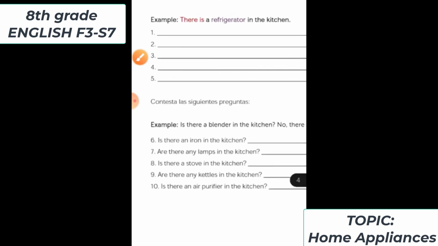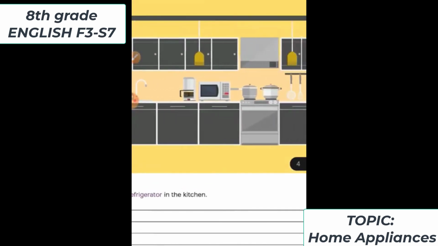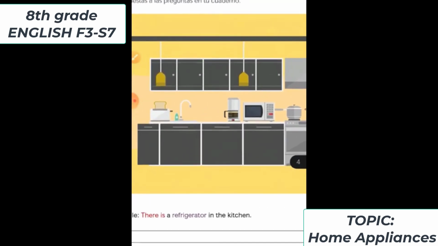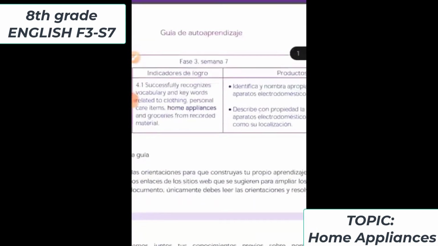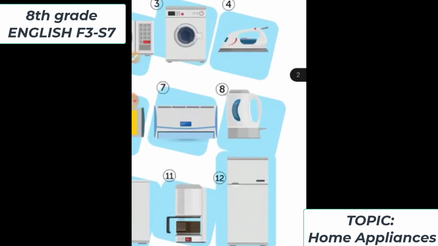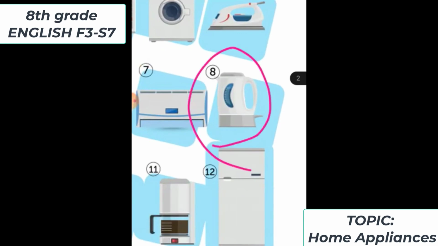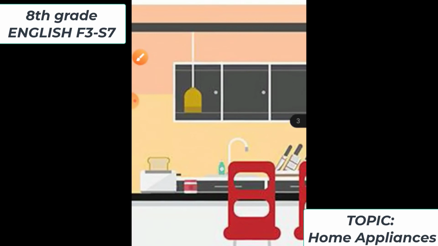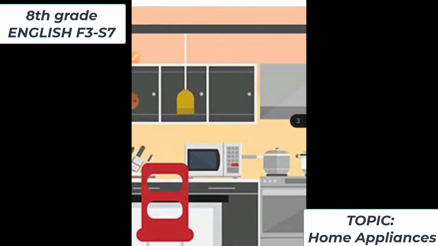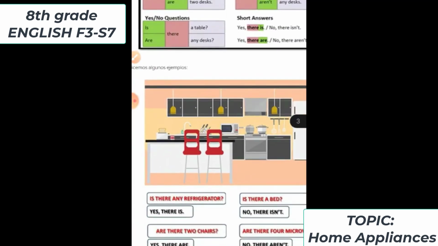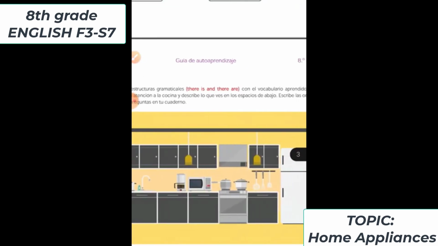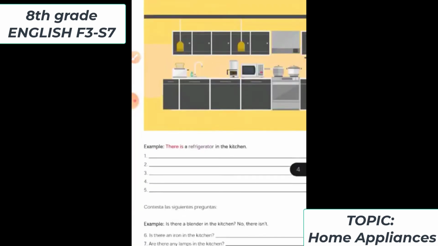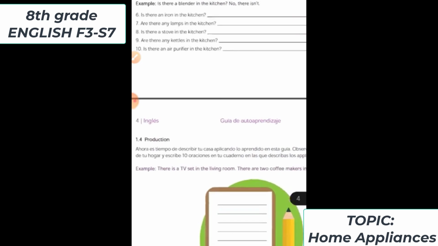Number 9. Are there any kettles in the kitchen? Kettles. Teacher, what's a kettle? I don't know what a kettle is. Okay? So this is a kettle, un calentador. Yes? Are there any kettles in the kitchen? No. There are not any kettles in the kitchen, ¿ok? Y así respondemos las preguntas.